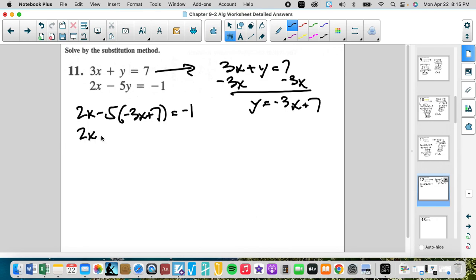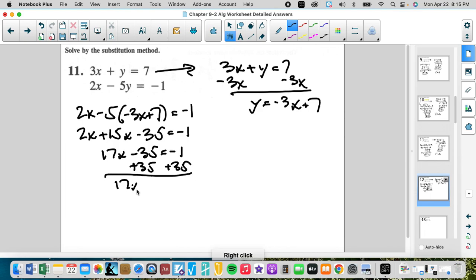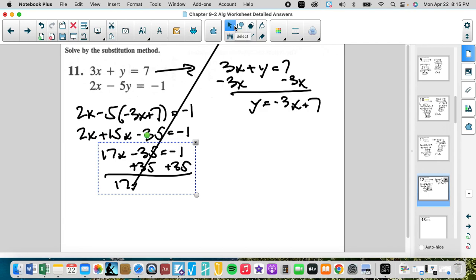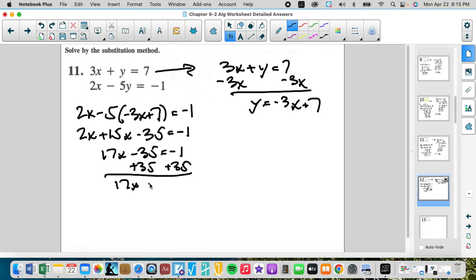Distribute the negative 5. That makes positive 15x minus 35 equals negative 1. That's 17x minus 35 equals negative 1. Let's add 35. 17x, sorry. I knew that was going to do that. 17x equals 34. Divide by 17.